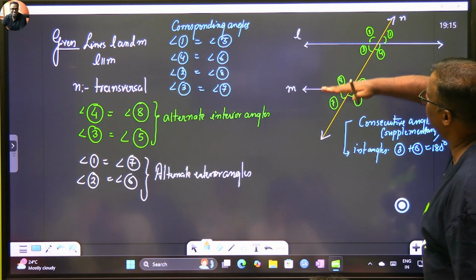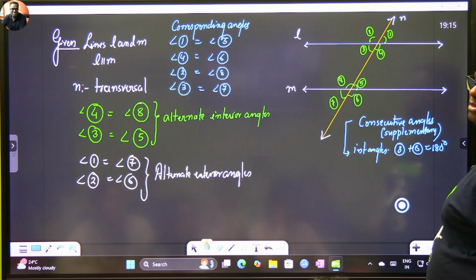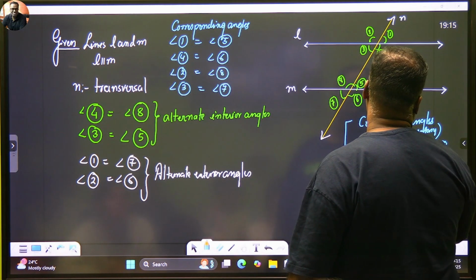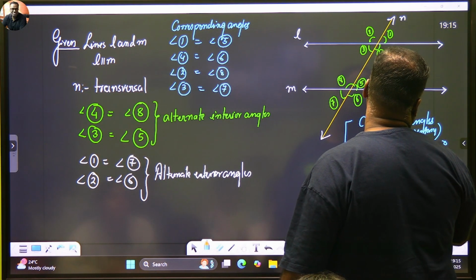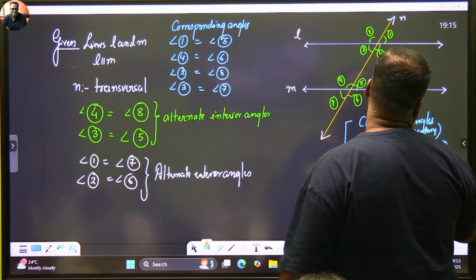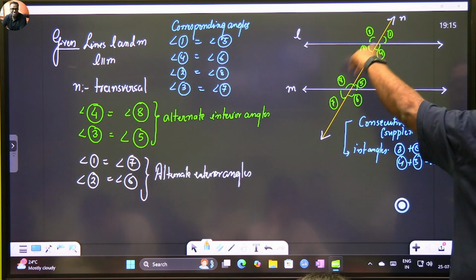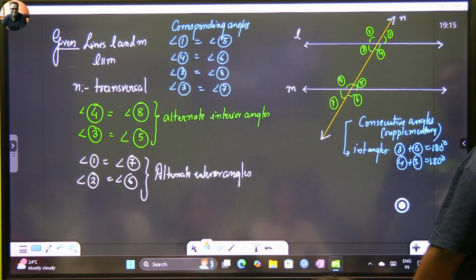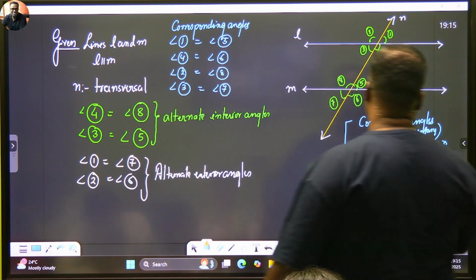8 is parallel, no? You can write it like this and move on. 3 plus 8 should be 180 degrees. And similarly, 4 plus 5 should be equal to 180 degrees. We don't get a use of this consecutive exterior, but they are also 180. 2 and 7 will add up to 180 degrees. 1 and 6 will also add up to 180 degrees.